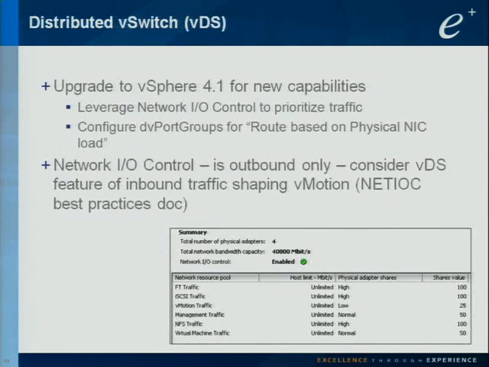Distributed vSwitch. So I like the distributed vSwitch option. If you have it, consider, or when you go to 4.1, start leveraging some of these newer features. This is, again, what Network I/O Control looks like. So when you're in the distributed vSwitch and you see how much traffic you've got available, you can define share values for your traffic out there.